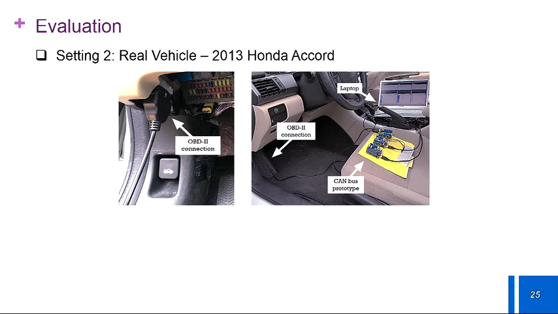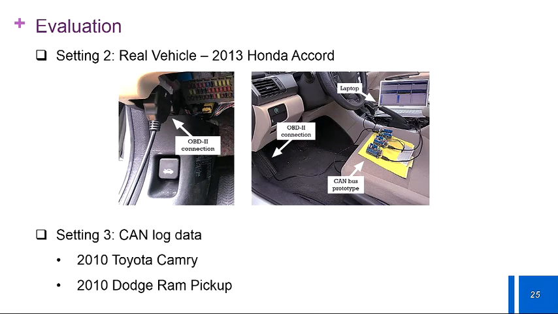CAN bus. You can not only read, but also inject messages to the bus. So in this setting, all 3 nodes were reading all the data on the bus, but we were also able to program them to inject messages and control things. And lastly, we also used CAN log data to verify our fingerprinting scheme. The data we used was logged by researchers from the University of Tulsa on a 2010 Toyota Camry and a 2010 Dodge Ram pickup during a 30-minute drive.